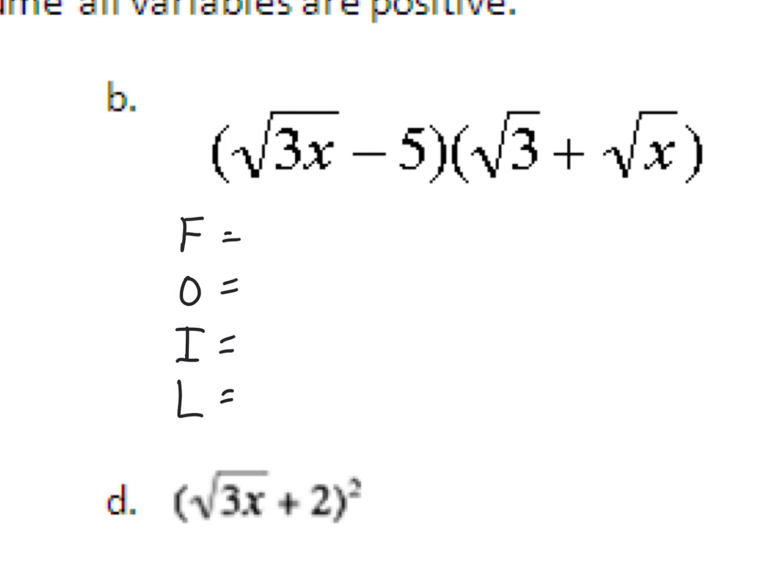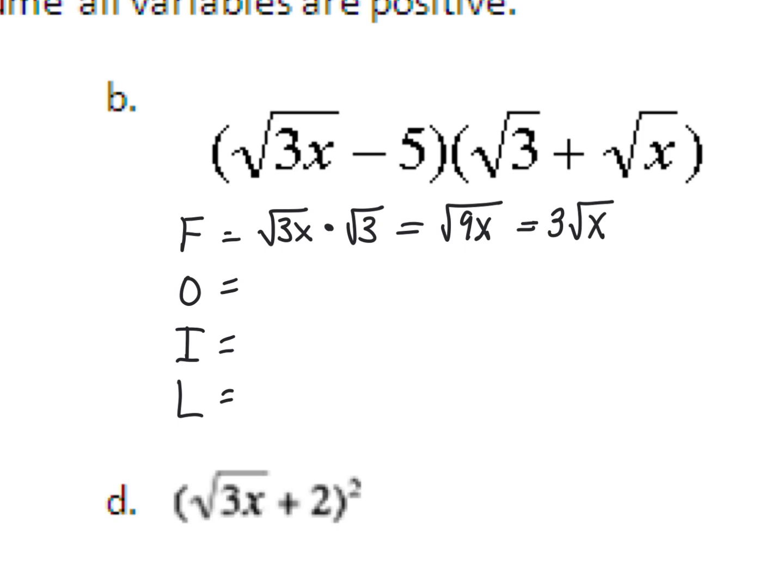Okay, so yeah, FOIL problem. I have a binomial times a binomial. So I multiply my firsts together. We are almost done. We got the square root of 3x times the square root of 3. That's the square root of 9x. And then the square root of 9 is 3. Square root of x doesn't simplify, so that's 3 root x right there.